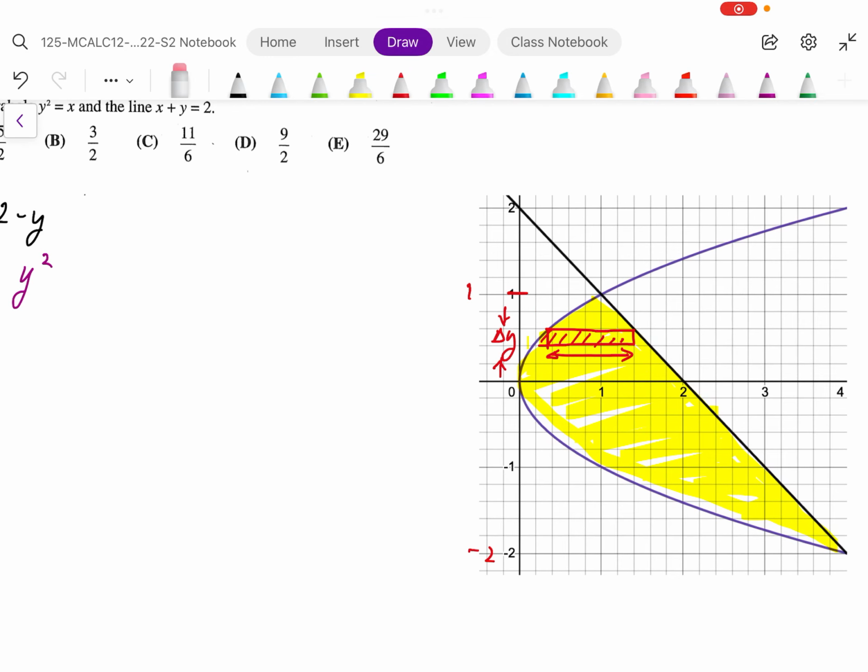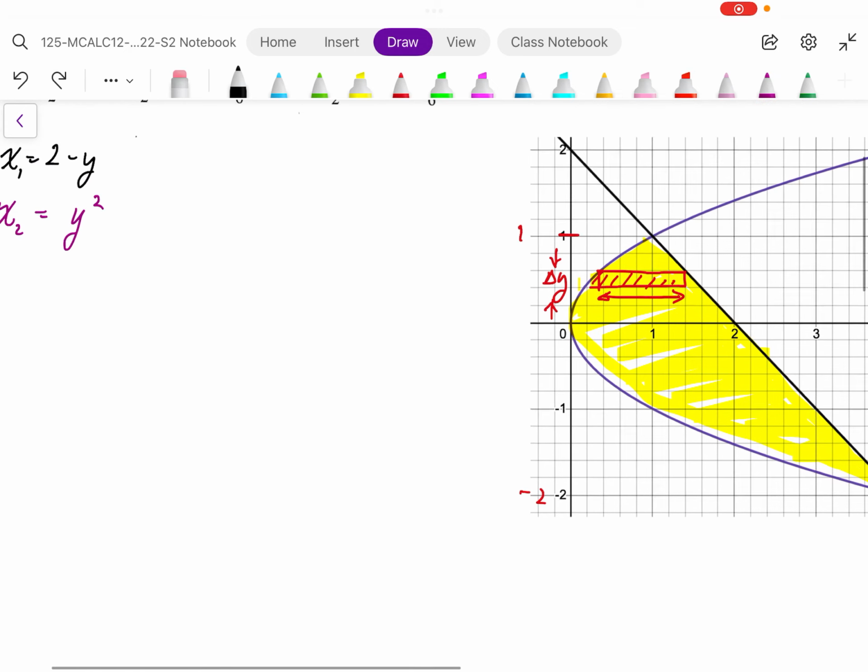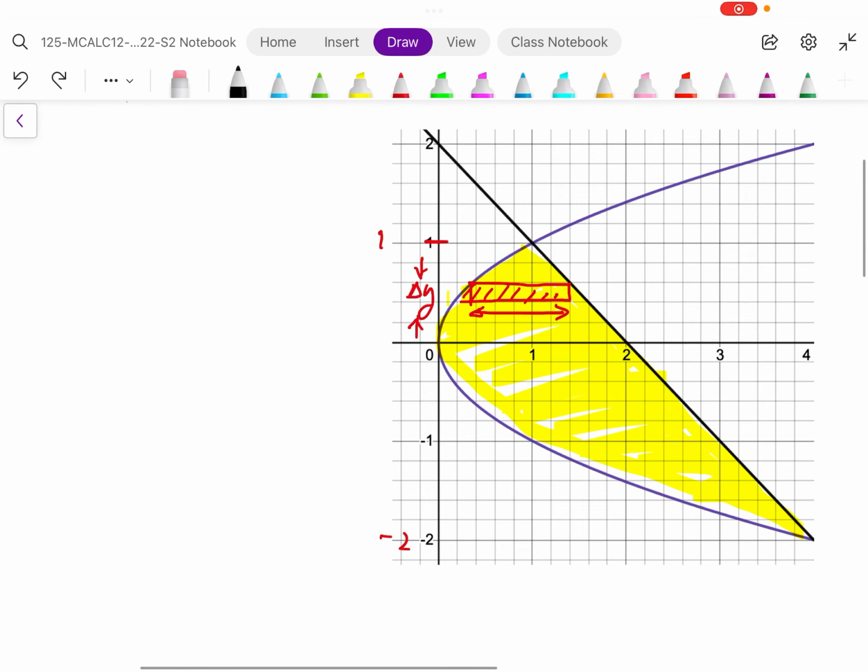To do this, we could do this two ways. We could find rectangles vertically like this, and above and below the curve, we have to split the bounds because we have a curve and a straight line. So we have two different equations to work with here. It could be done with x's, with dx's. But I'm going to propose something different here.